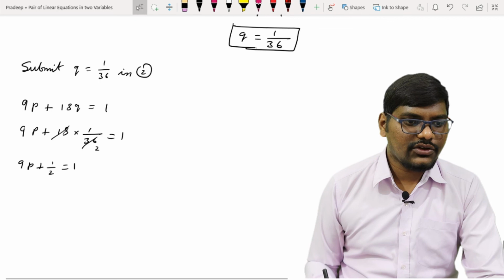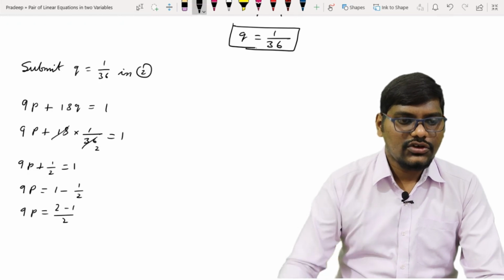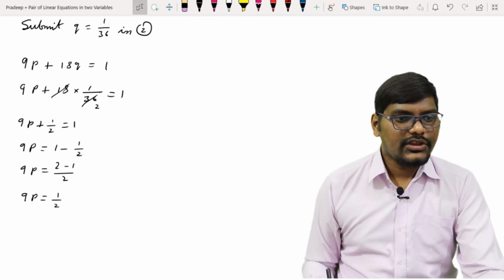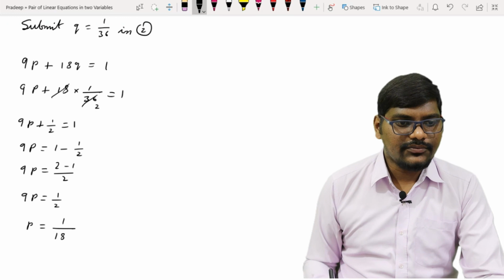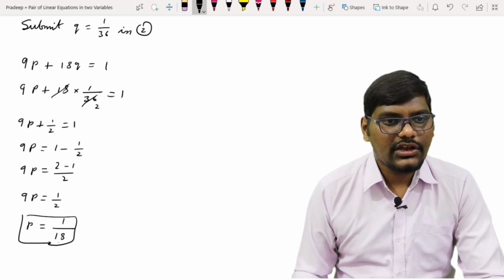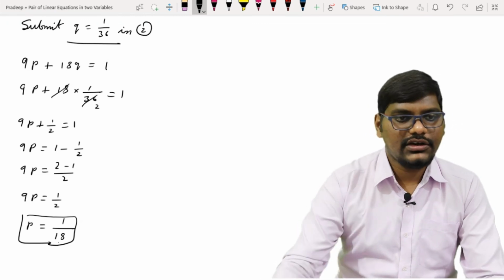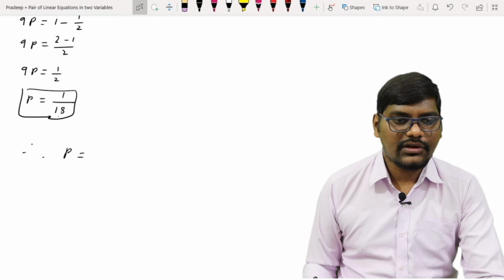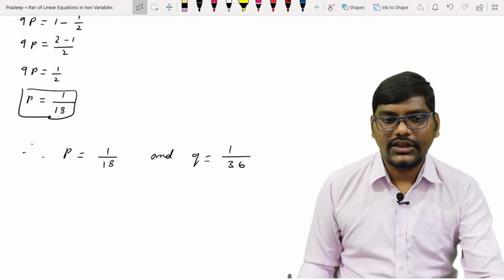So 1 by 2 if I send to the other side, 9p equal to 1 minus 1 by 2, 9p equal to (2 minus 1) by 2. So that gives 9p equal to 1 by 2. If this 9 comes to the other side, the p value we get is 1 by 18. Okay, the q value we got is 1 by 36 and the p value we got is 1 by 18. Therefore, p is 1 by 18 and q is 1 by 36.